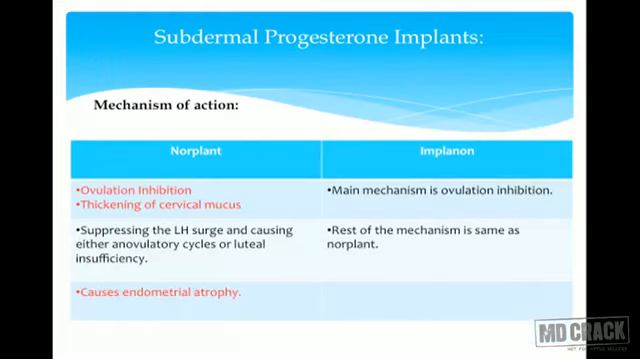Mechanism of action: they thicken the cervical mucus, suppress the LH surge, and cause either an anovulatory cycle or luteal insufficiency, and thus cause endometrial atrophy. Because of this endometrial atrophy, implantation is defective, and again ovulation is hampered because of thick cervical mucus. In Implanon, the main mechanism is ovulation inhibition, and the rest of the mechanisms are there as in Norplant.